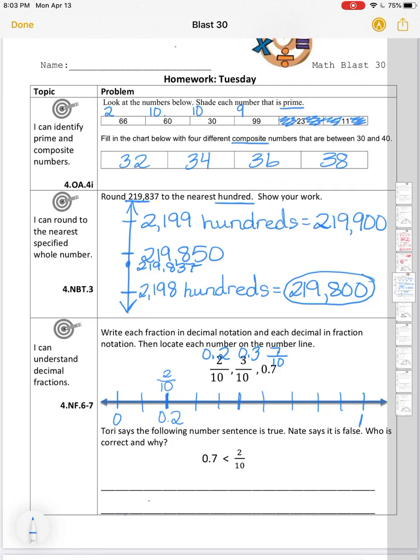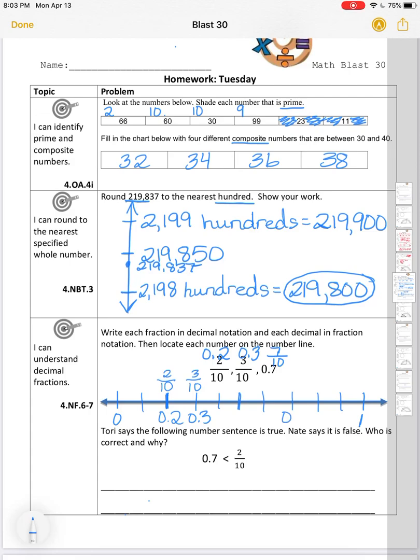Now note that that is the same spot on the number line. I don't want to write my 2 tenths in decimal form and my 2 tenths in fraction form beside each other. I want to line them up, one on top, one on bottom of the number line, because it's that same exact spot, just written in a different form. 3 tenths would be right next to it.